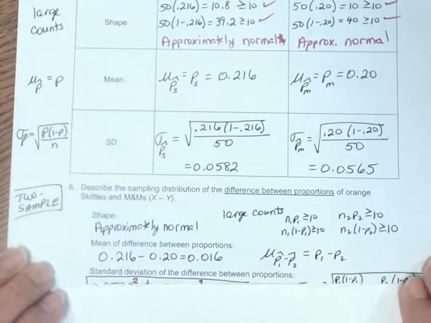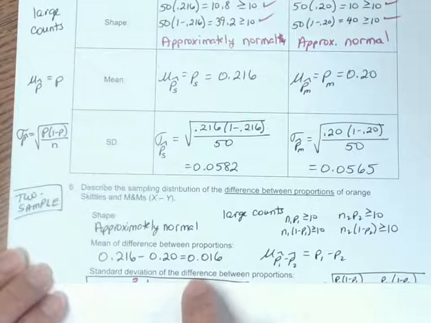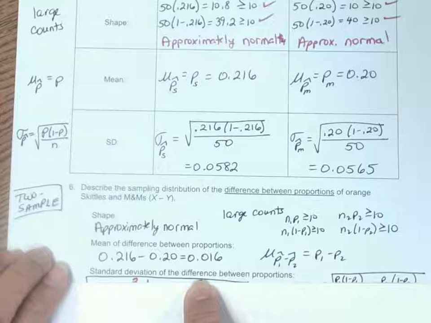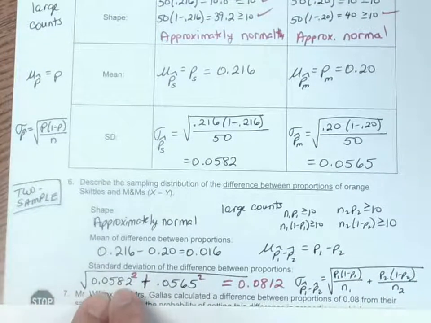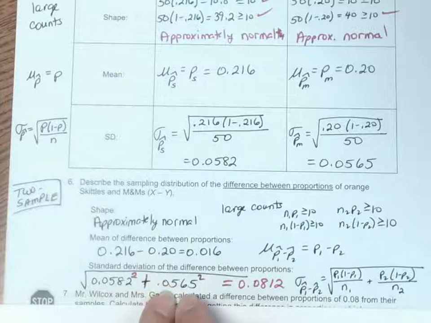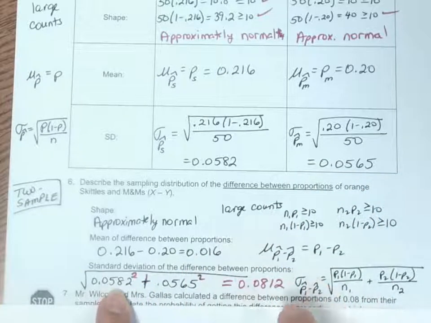And the standard deviation of the difference between proportions. Now remember, anytime we're looking at the difference between things and we're talking about the variation, we never ever subtract our standard deviations, our variances. So I've got to take the variances for my Skittles, square that, plus the variance for my M&Ms. So that's just the standard deviation squared, and then take the square root of that.